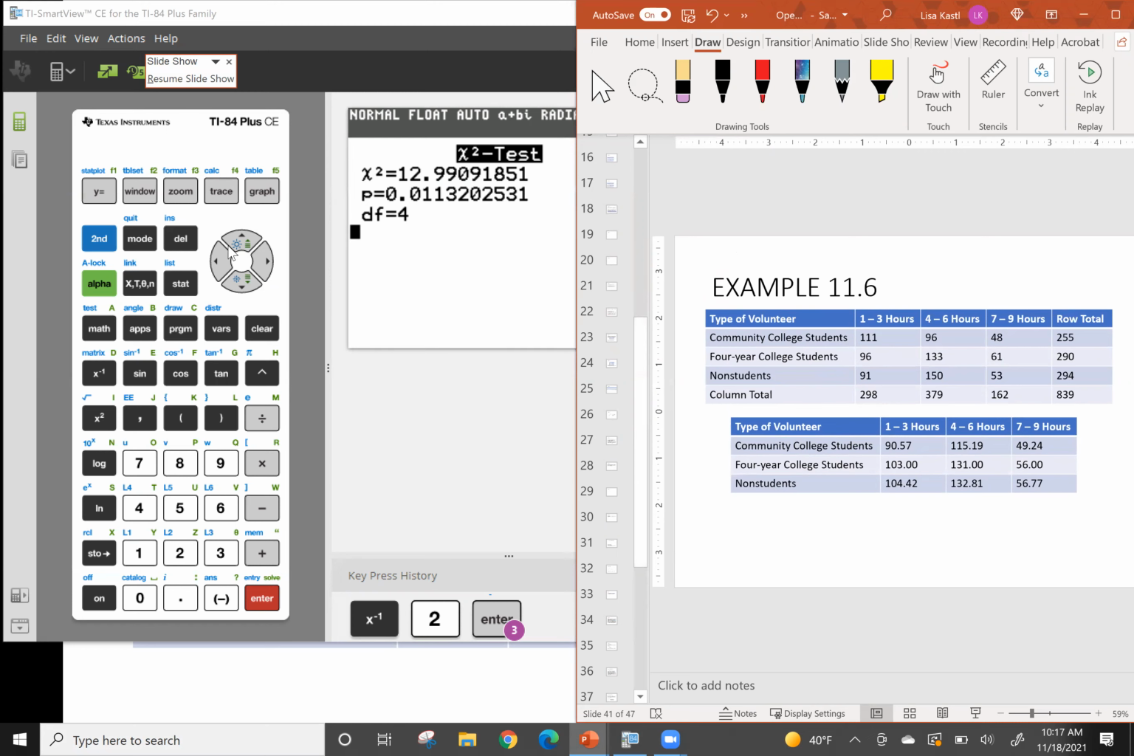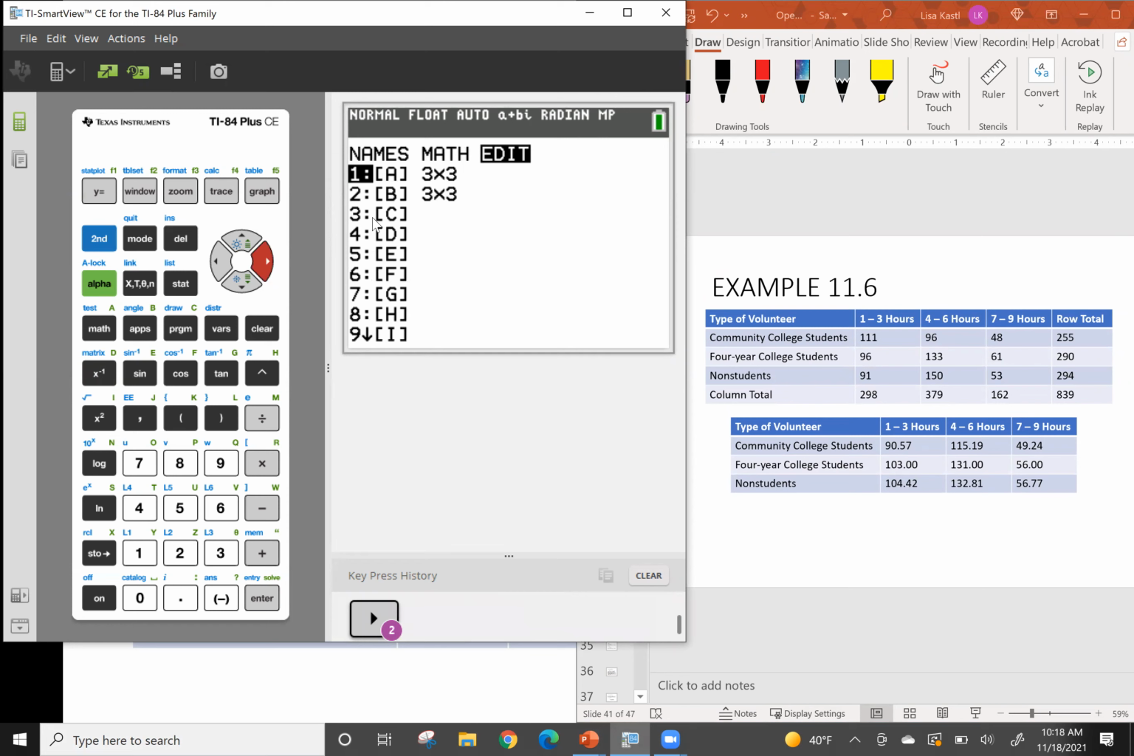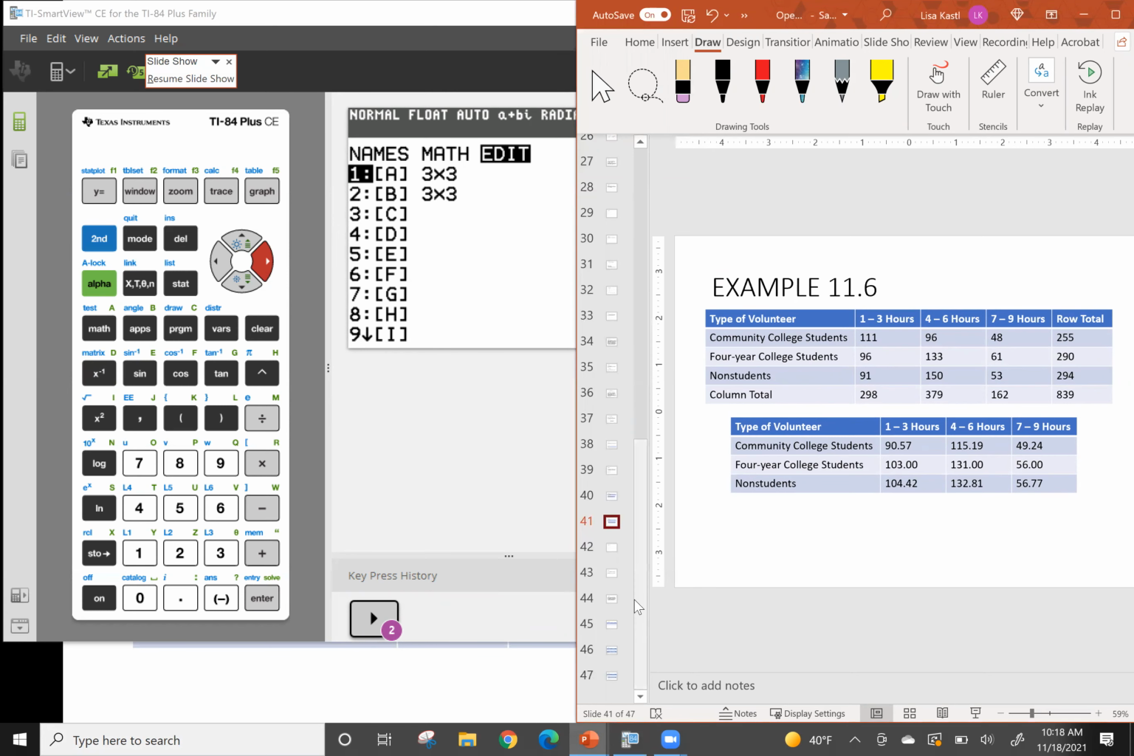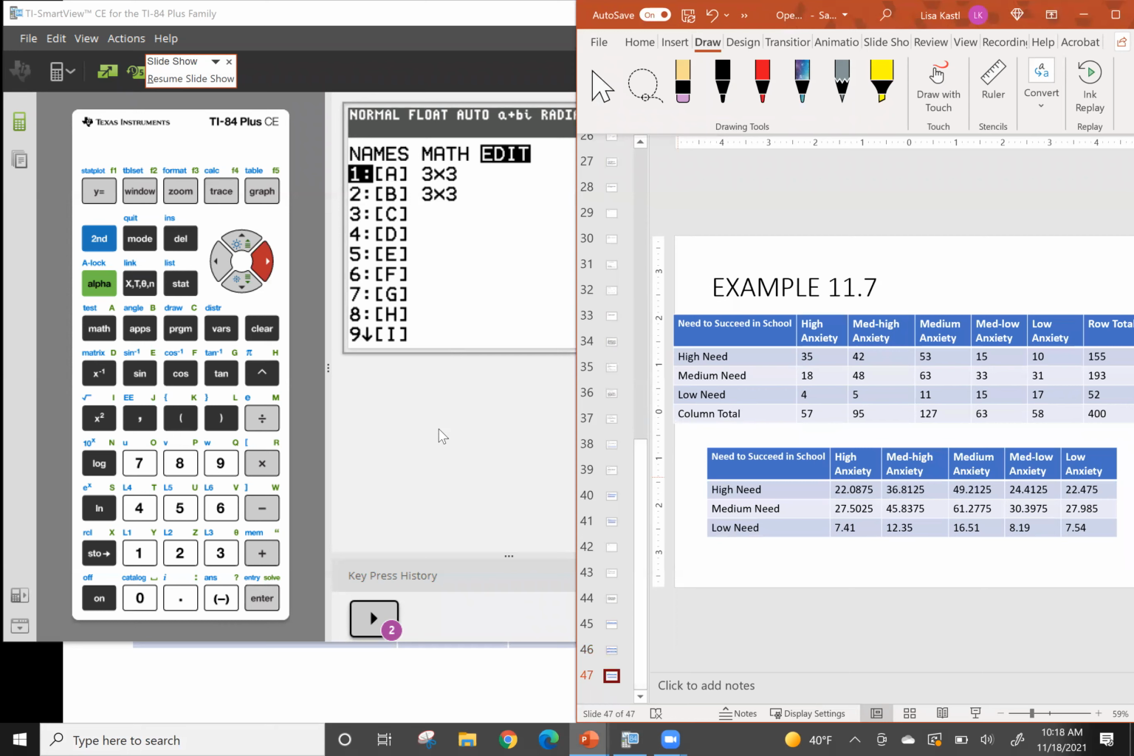All right. So I'm going to go to my matrix menu. I'm going to go over to edit, and I'm going to put that table that's the observed values, and that's the wrong table. Let's get the correct table in here. There we go. That's better. So let's put the observed values in matrix C. So I'm going to edit 3.